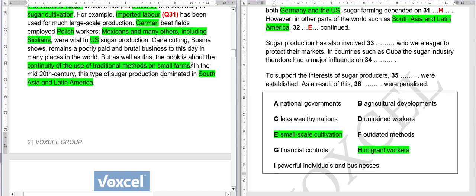So small scale cultivation. Obviously, on small farms with traditional methods, you cannot grow a lot. So if you're using, let's just say, buffaloes or oxen to plow your field, because that's how humans did it traditionally, by the use of animals, you will not be able to attain a high yield. Okay, let's read the 33rd question now.